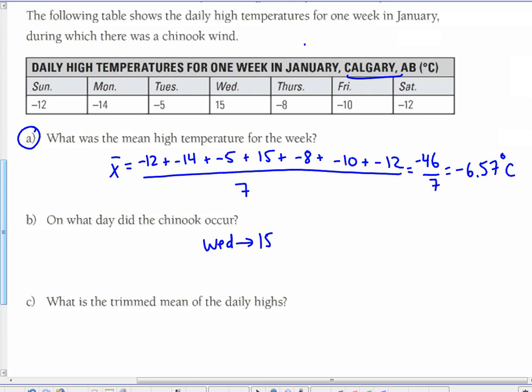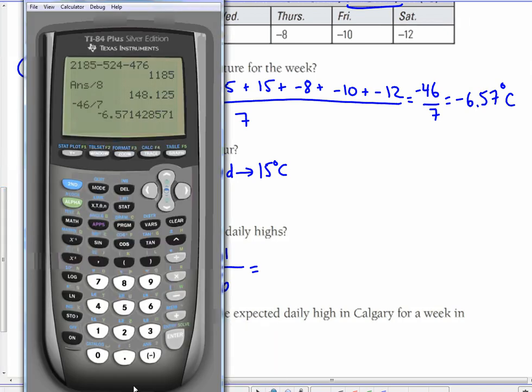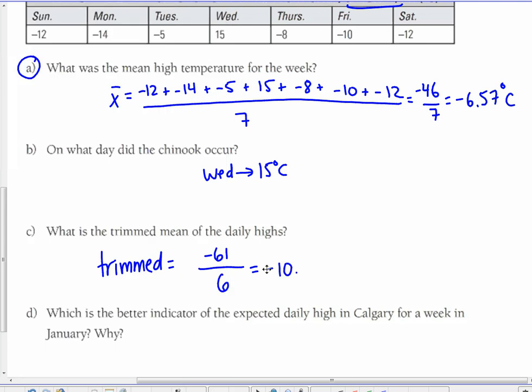So which day did the Chinook occur? Wednesday. Yeah, 15 degrees Celsius is the outlier. Okay, so our trimmed mean, how are we going to find our trimmed mean? Take the 15 off. Now be very careful, because when we take 15 off of the negative 46, what's our new sum? Negative 61. Okay, our new sum over how many days now? Over 6 days, because we're going to exclude that. So when we take off the 15, we subtract 15 from this, so our new sum is going to be negative 61. Divide by 6. Negative 10.16, okay, 10.2 degrees Celsius.